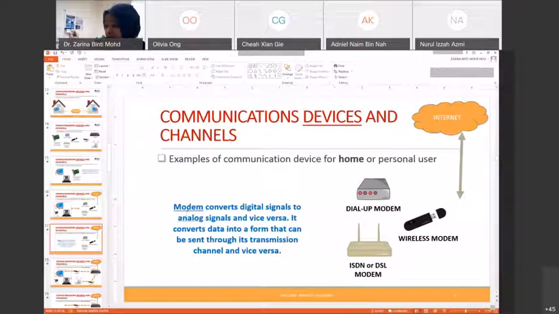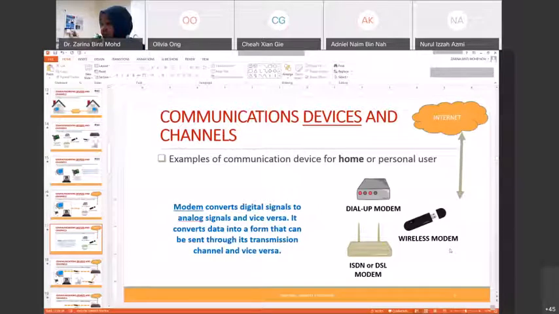Okay, so again, let's just recall what a modem does. A modem converts digital signals to analog signals and vice versa. It converts the data into a form that can be sent through its transmission channel and vice versa. Vice versa maksudnya dia terbalik lah. It converts data into a form that can be sent through its transmission channel, and also it will convert the data from the transmission channel into a form that the device can understand later. So this is the function of a modem.